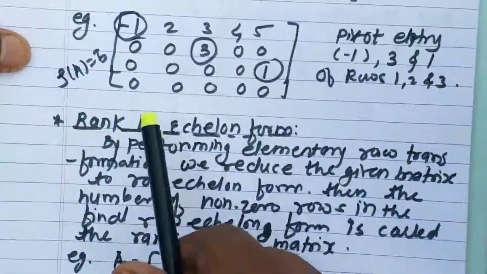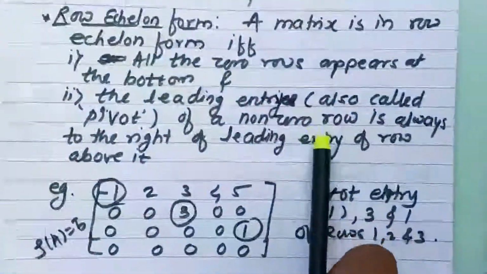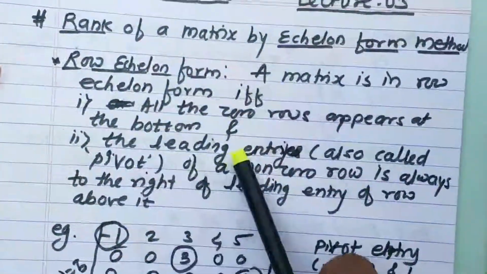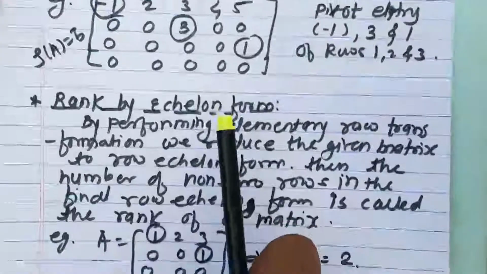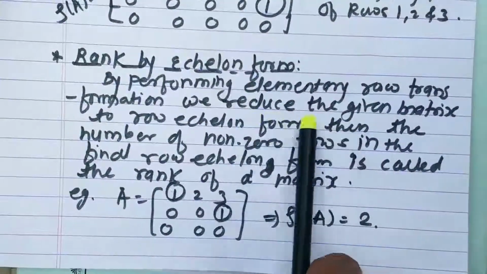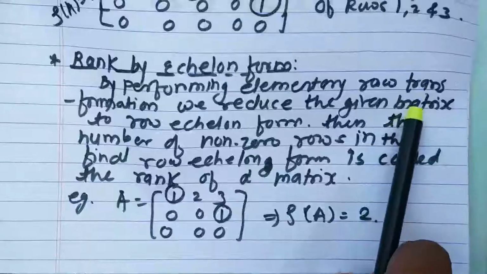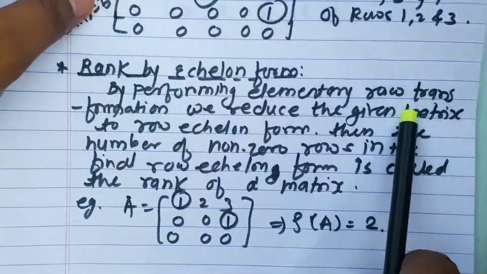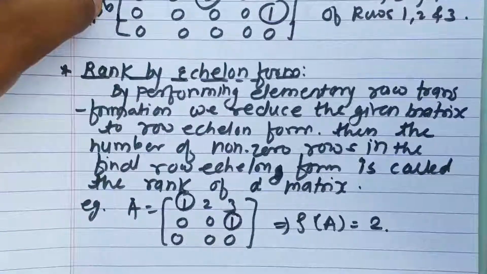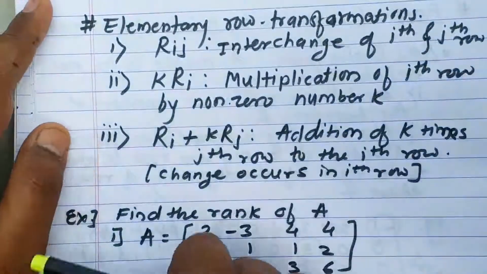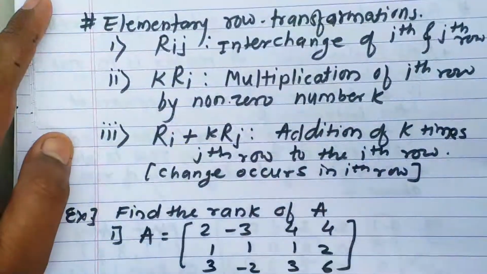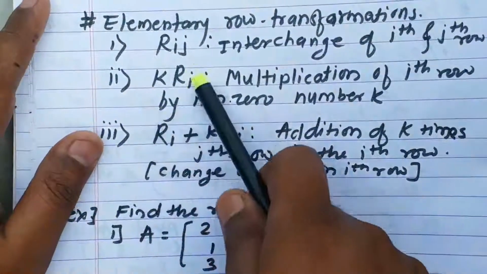But for reducing it to row echelon form, you need to understand the definition of row echelon form, meaning what we mean by row echelon form, and you must know how to perform elementary row transformations. Now, how many elementary row transformations do we have? Let us discuss that. These are the elementary row transformations that we have with us. Only these elementary row transformations we can perform on the given matrix.